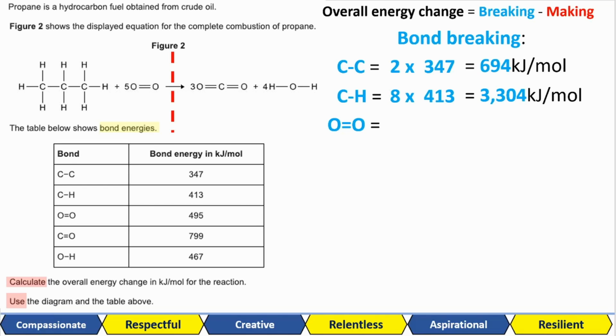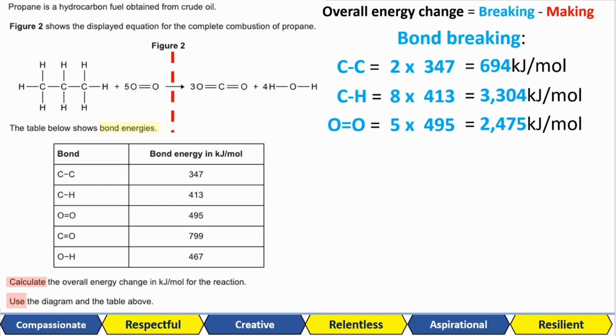So now we're concerned about the double bonds. And we have 5 lots of them. That's because we have 1 double bond for each molecule of oxygen, but we have 5 molecules of oxygen, so we have to break 5 lots of it, okay? And the oxygen-oxygen double bond has an energy of 495. So 5 times 495 gives us 2,475 kilojoules per mole. Now all we have to do is sum these numbers up together.